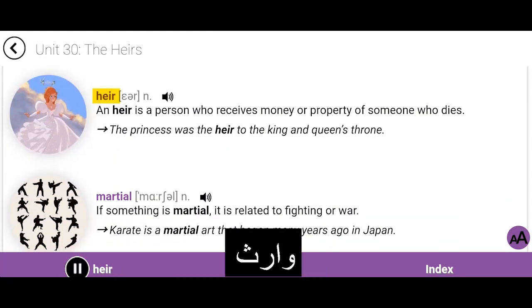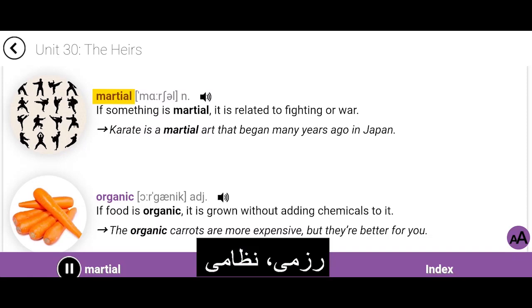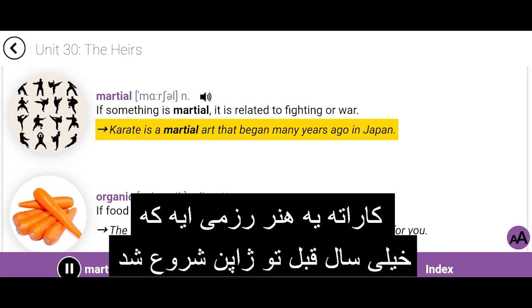Heir. An heir is a person who receives money or property of someone who dies. The princess was the heir to the king and queen's throne. Martial. If something is martial, it is related to fighting or war. Karate is a martial art that began many years ago in Japan.